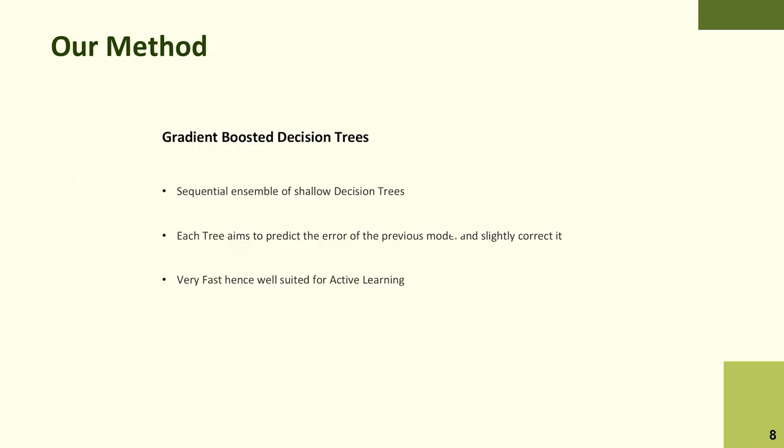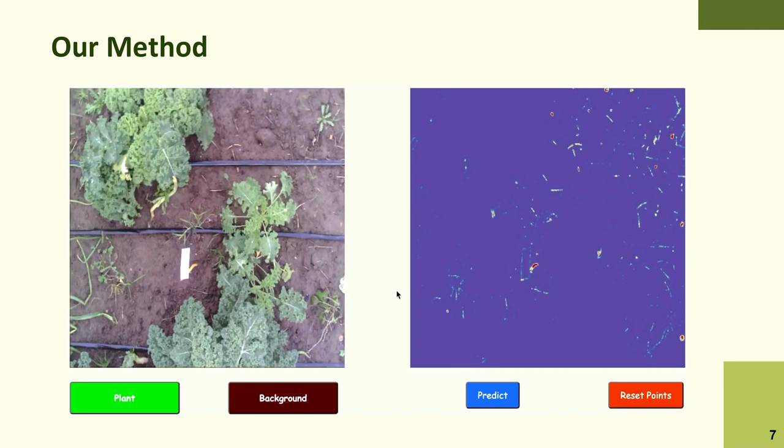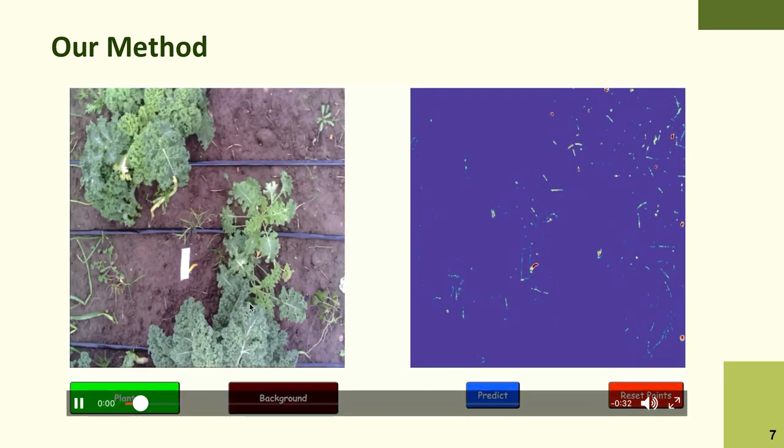The underlying model we are talking about is an ensemble of gradient-boosted decision trees. So it's a sequential ensemble of shallow decision trees, and each tree of this sequence aims to predict the error of the previous model and slightly correct it. It's very fast, and this is a characteristic that we wish for active learning, because you want your dialogue with your model to be fluent. If you have to wait 10 minutes between each iteration, that won't be practical, and that would be pointless. So hopefully all of this will make more sense with this quick demonstration.